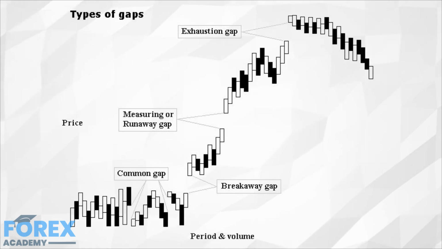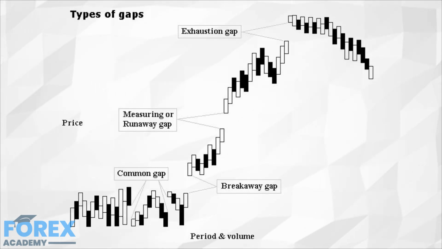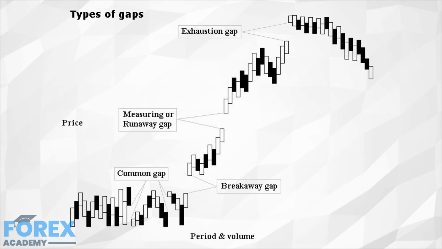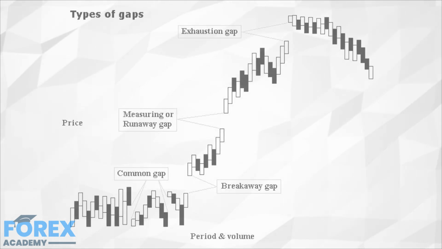Keeping track of volume can help with distinguishing measuring gaps from exhaustion gaps. A noticeable heavy volume would suggest an exhaustion gap, while the lack of heavy volume would indicate a measuring gap is happening. It is also important to note that the filling of a gap really stops as there are no immediate support or resistance areas within it.